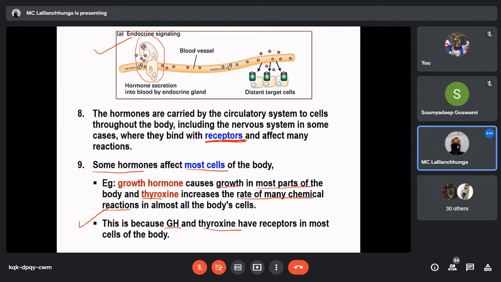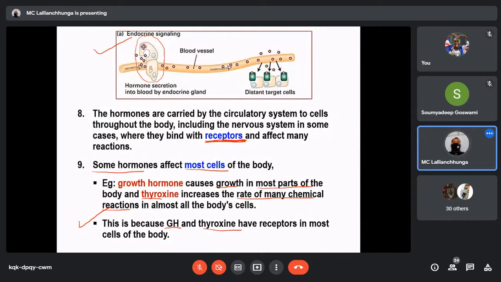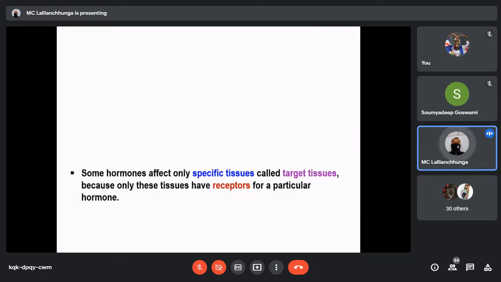Don't think that only growth hormone and thyroxine are having this. Some other hormones are also having generalized effect. That means they are affecting most cells of the body. So this is one group of the hormones. Again, we can classify here. These hormones are affecting most cells of the body. Why is that happening? Because, as in the last point, almost all the cells are having receptors for those hormones. Now the opposite thing we'll discuss.